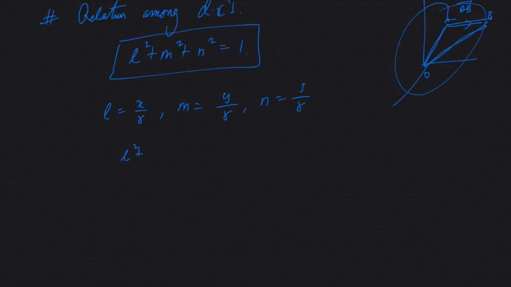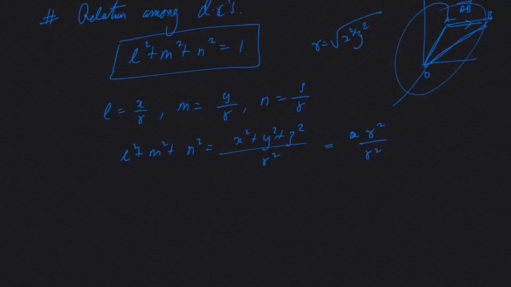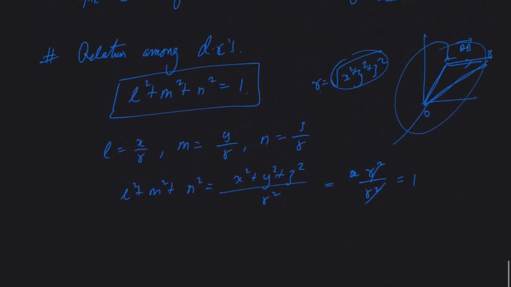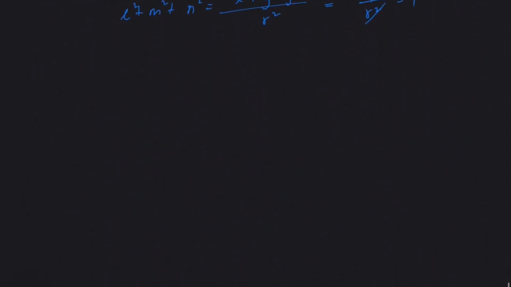So if you just go for the square, l square plus m square plus n square, I will just do it directly without taking the LCM. That is simply the square of r divided by r square, because r was the square root of x square plus y square plus z square, so r square will be the square of this. That's how we get this proof. All right, so that is what we have about direction ratios and direction cosines.